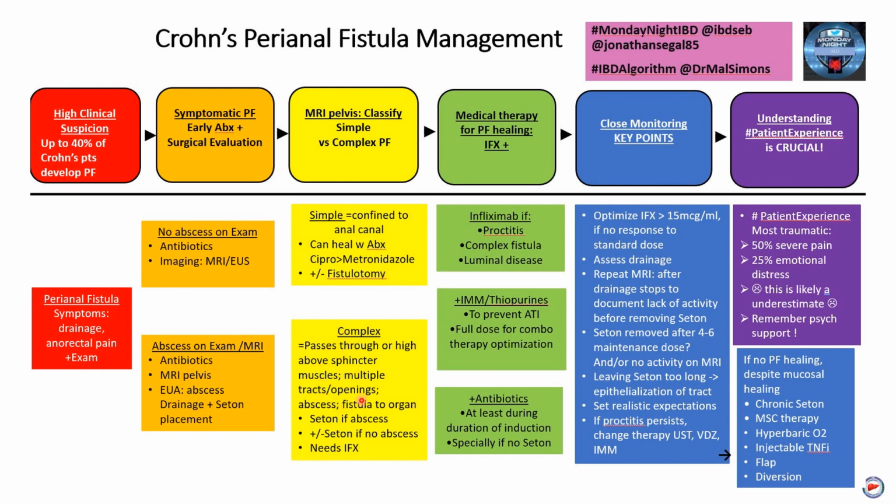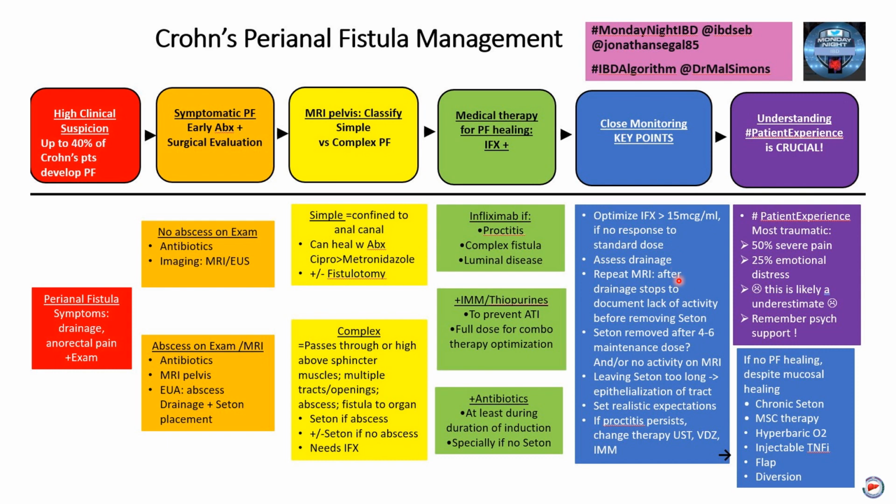If the fistula is complex from the start, we will use seton and we will need infliximab, okay? In the simple one, infliximab will be used if there is proctitis, as we have said before, because we will consider it as if it is complex. We will use thiopurines, okay, to prevent anti-drug antibodies. We will use antibiotics during the induction, especially if there is no seton, to avoid infection. We should optimize anti-TNF, it is better more than 10.